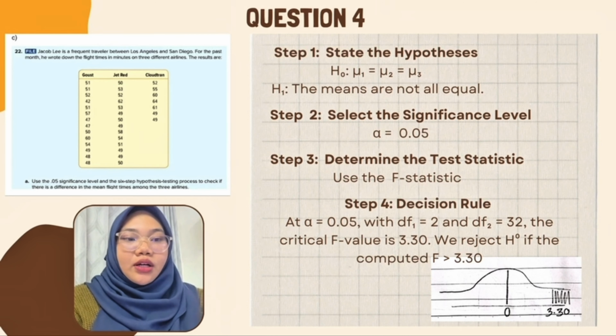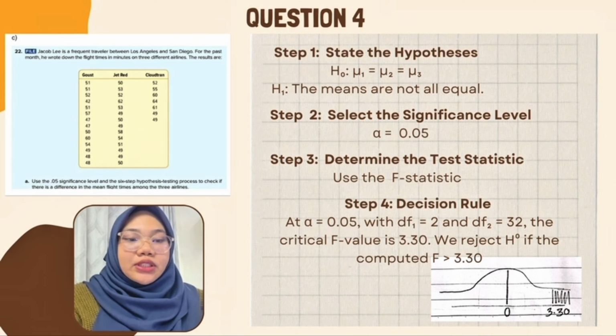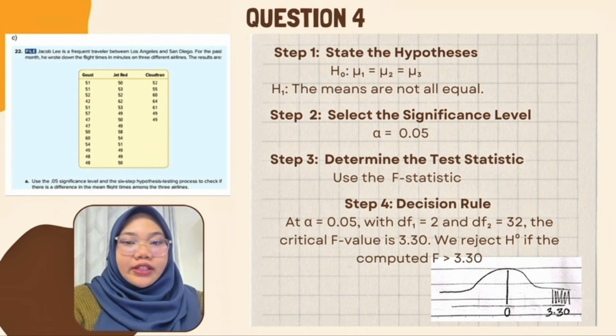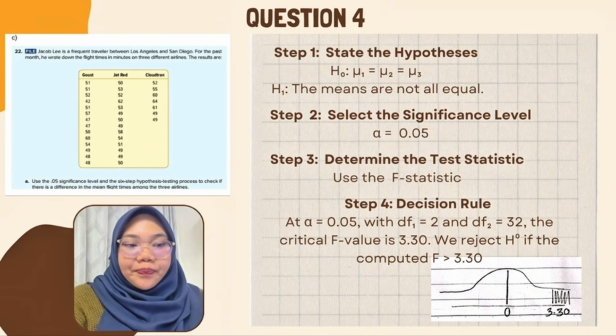Starting with step 1, state the hypothesis. The null hypothesis is mu1 equals mu2 equals mu3. The alternative hypothesis is that the means are not all equal. Moving on to step 2, select the significance level. It's already given in the question, that is alpha equals 0.05. And then step 3, determine the test statistic. We will use the F statistic.